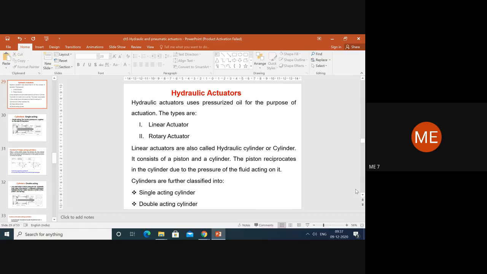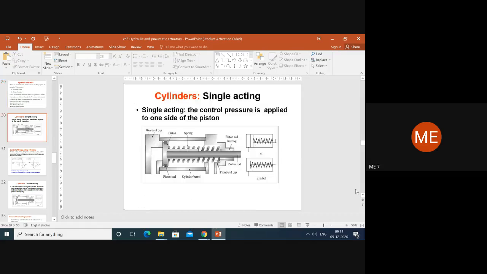Now, the basic function is just like a piston cylinder arrangement. The piston is going to reciprocate in the cylinder due to the pressure. Depending upon how you are going to give the pressure, we have further classified into single acting cylinder and double acting cylinder. Next is the single acting cylinder.